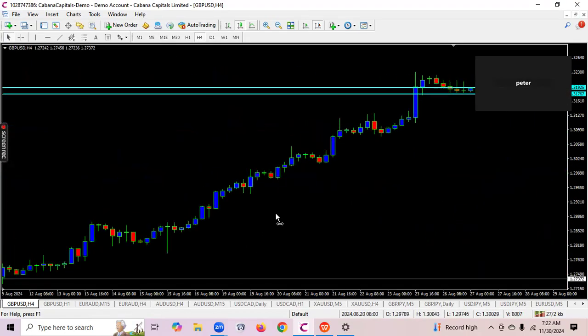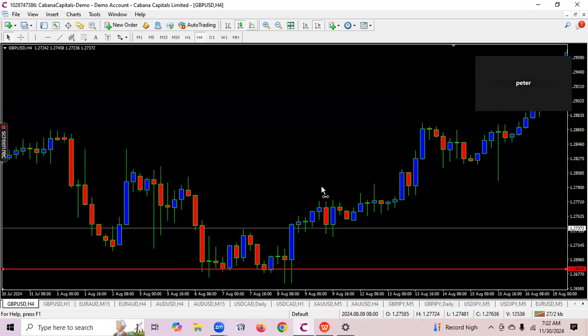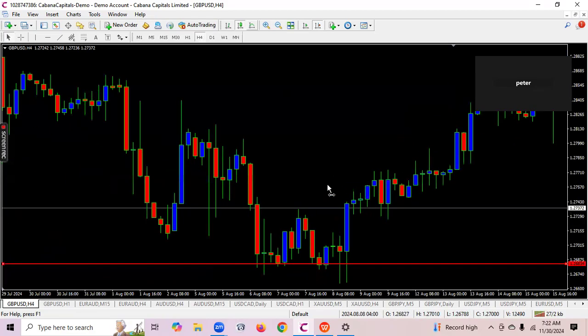Okay, let me look for one or two more examples. Hammer. This is also a hammer. Why is it a hammer? The wick below is like 3 to 4 times the body, and the rule is that the wick below should be 2 times the body. So this is a hammer, but a bearish hammer. You can see the body is bearish.